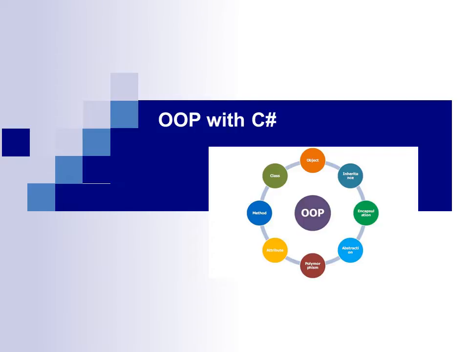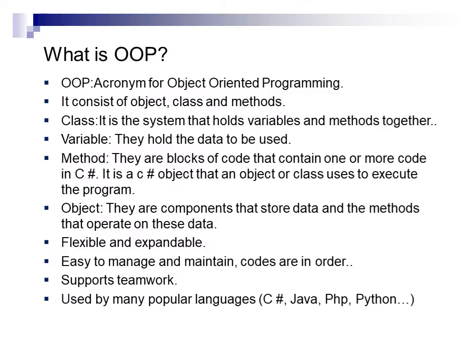OOP with C#. What is OOP? It's an acronym for Object-Oriented Programming. It consists of object, class, and methods. Class is a system that holds variables and methods together.